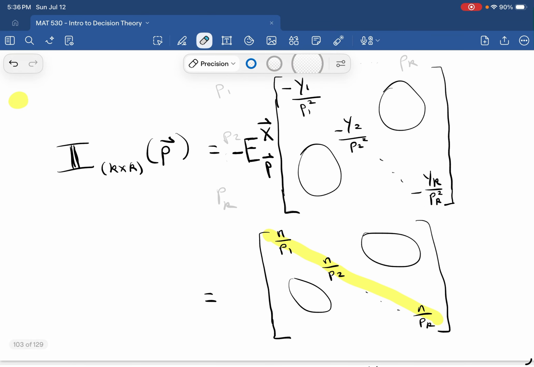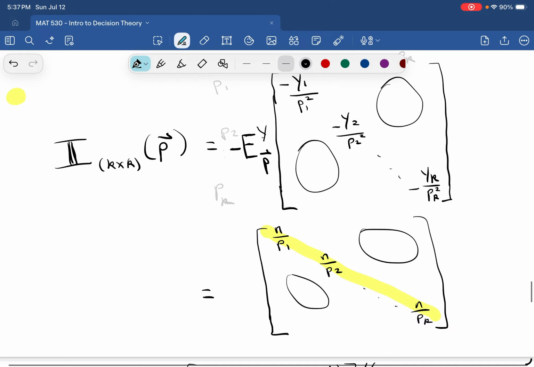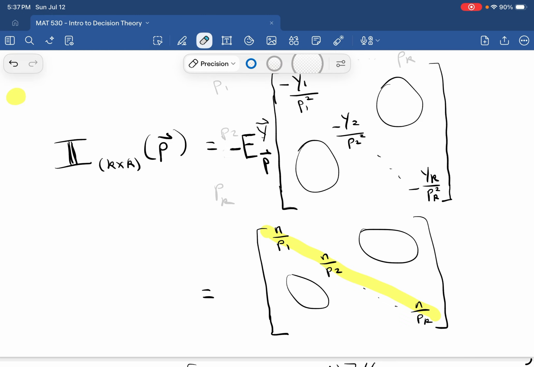The next step is to apply the expectation operator to each entry in the matrix. And I just noticed that I need to correct some notation here. So let's put the vector y up here. So now we need to apply this expectation operator to each entry in the matrix.